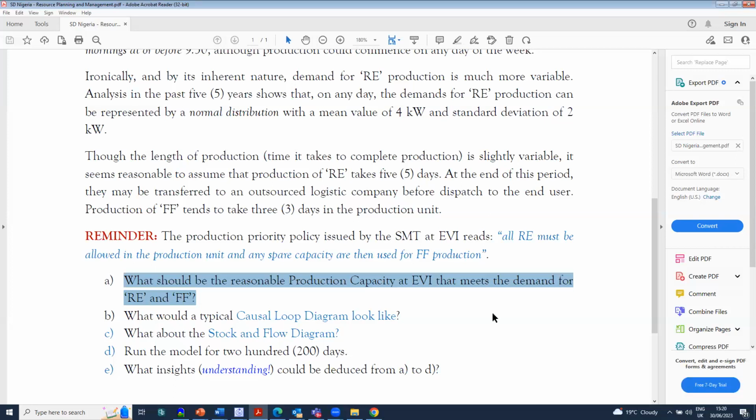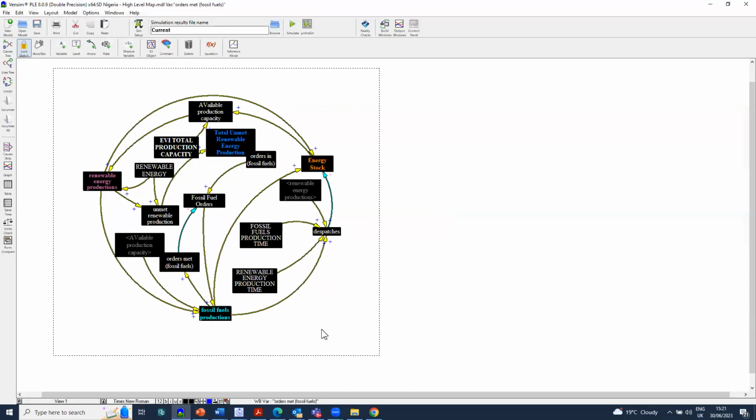System dynamics is not complete without a causal loop. And I've seen people just go straight from the descriptions into stock and flow. I think it's wrong. I think it shouldn't be done. My position is to do the causal loop diagram first and then move into the stock and flow diagram. So the causal loop diagram we came across looks like this.